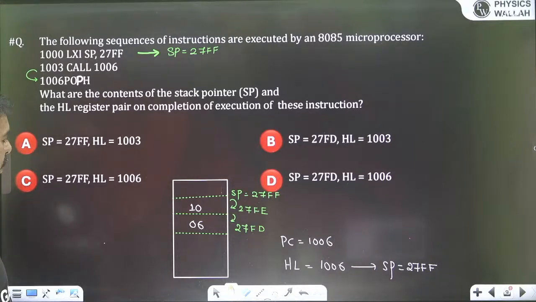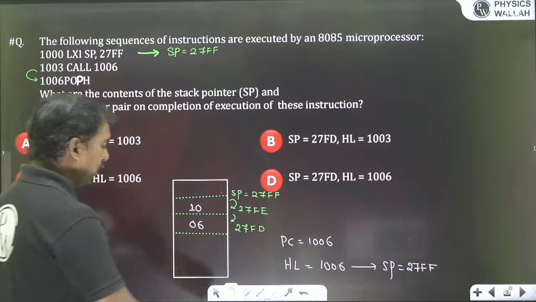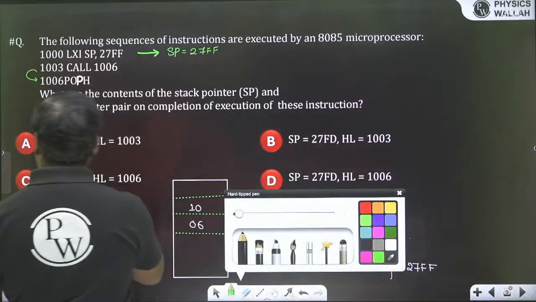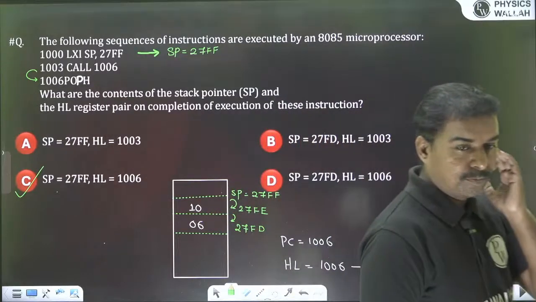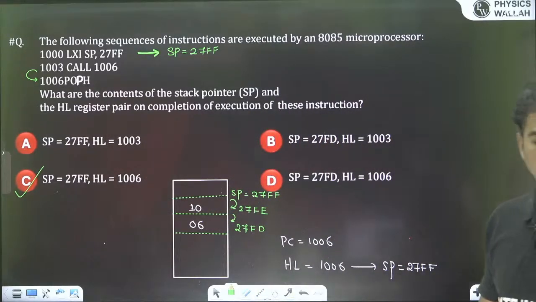So the question is asking for SP and HL. So SP is 27FF and HL is 1006. So the right answer is option C. Option C is the right answer.